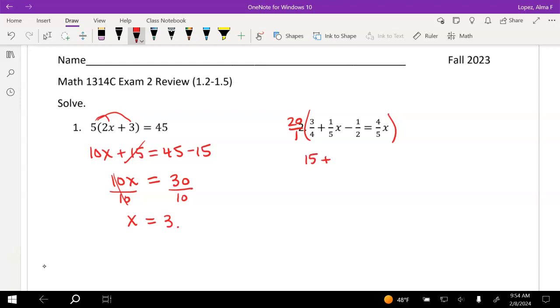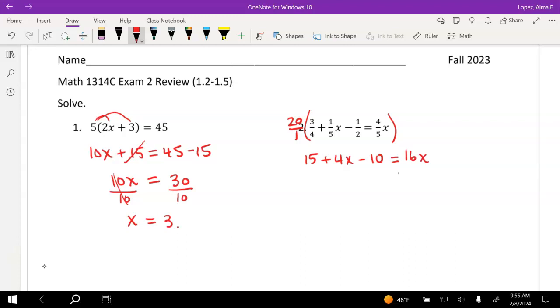When you multiply the second term by the least common denominator, the 20 divided by the 5 is 4. And 4 times 1x is 4x. When I multiply the third term by the least common denominator, 20 divided by 2 is 10. And 10 times 1 is 10. When I multiply the least common denominator onto the last term, 20 divided by 5 is 4. And 4 times 4x is 16x.